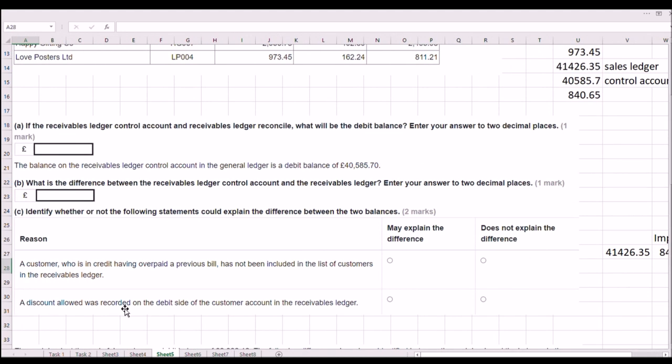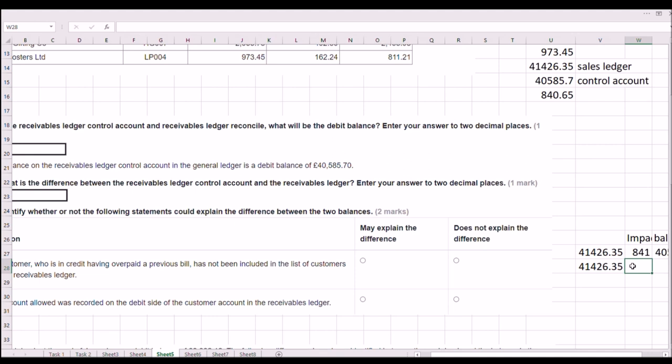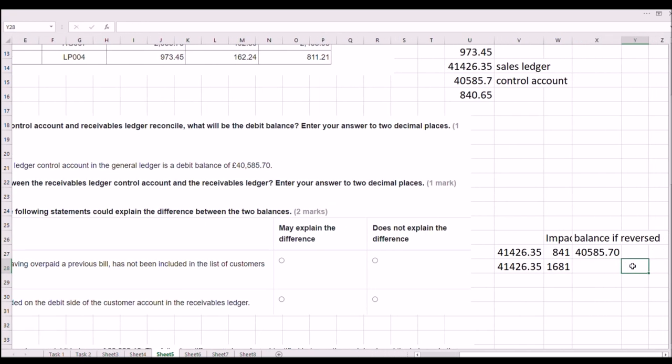And then a discount allowed was recorded on the debit side of the customer's account in the receivables ledger. So start with what the balance is. What happened? Well, we recorded a discount allowed, which should be a credit element of it. We recorded it on the debit side. So the impact of that was to debit the amount, twice the amount, actually. Actually, no, the impact would be just that, isn't it? So we've got a debit rather than credit, essentially. So we're going to reverse that, take it out, reverse it, and it's the same figure. So that's how you do it.